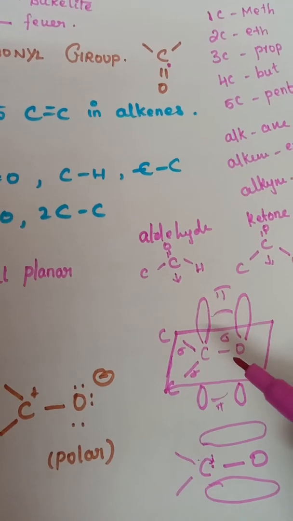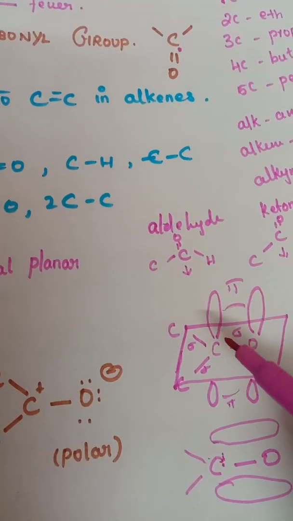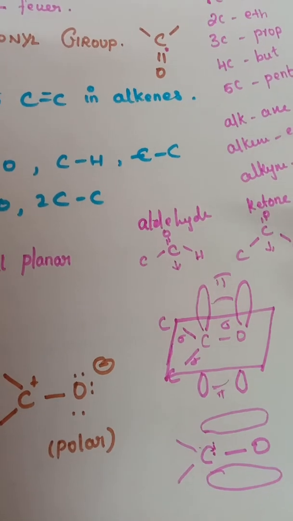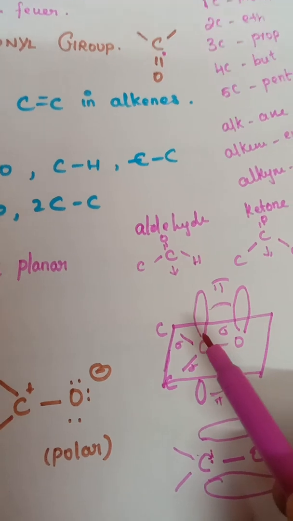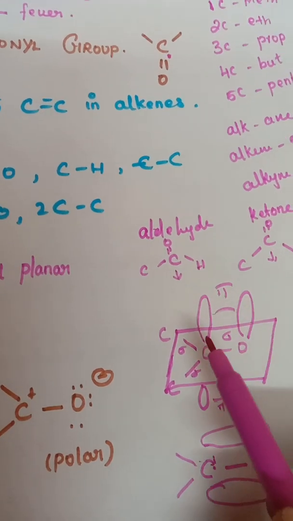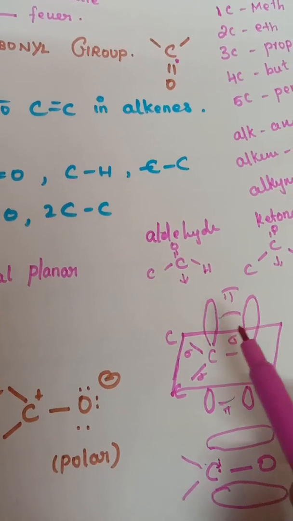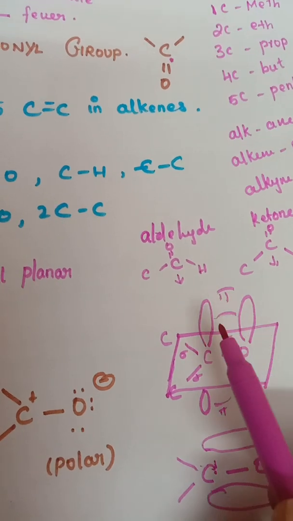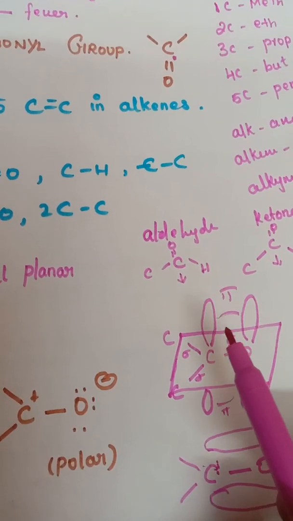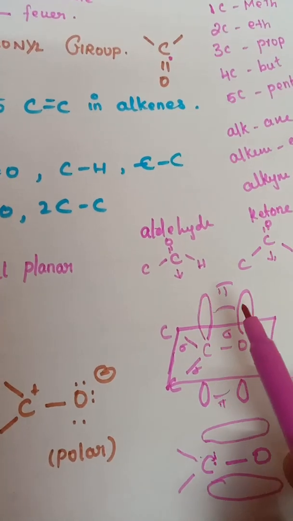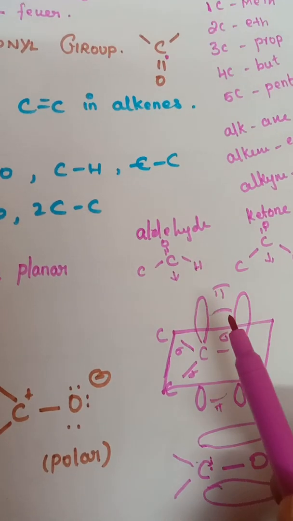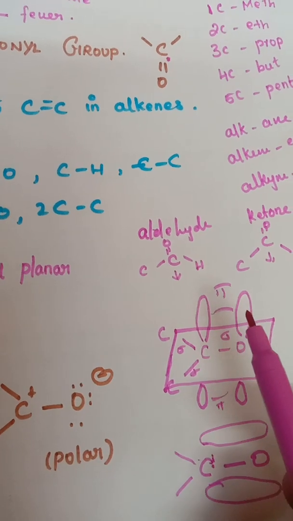Can you imagine this? I have drawn a plane and written here that it will be at the top and bottom of the plane. It overlaps laterally, that is, sideways, and since the overlap is sideways, you call it a pi bond. If the overlap is linear, you call it a sigma bond. That you have to remember. Since here the overlap is lateral, you call it a pi bond.